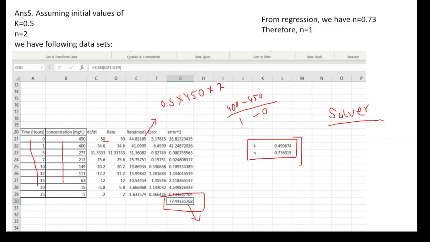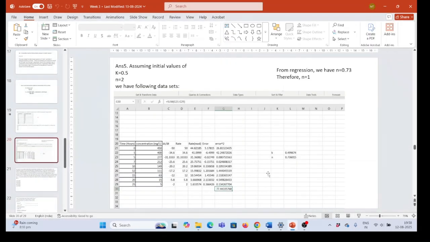The important thing is this value here is not equal to 44.82. This will be equal to 450 only. So initially, maybe I can solve this question for you. That will be better. I'll show you how to solve this question.